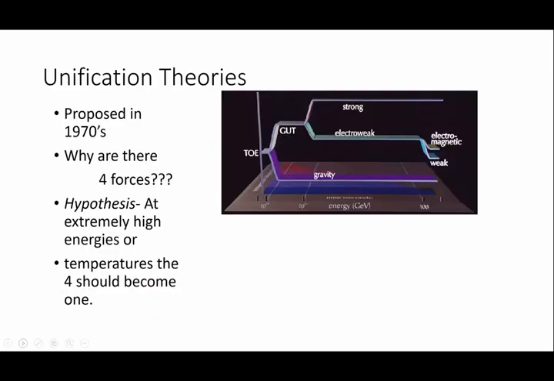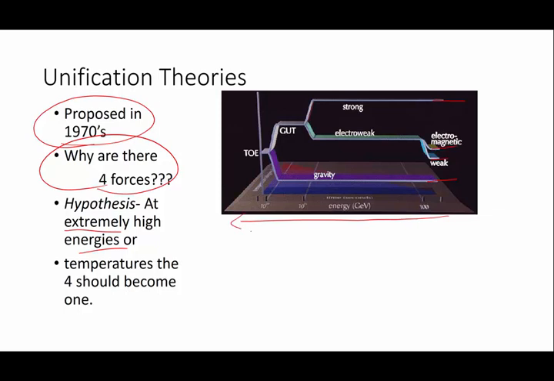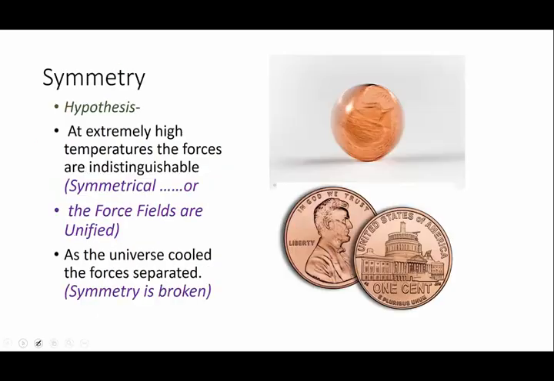50 years ago or so, back in the 1970s, it was proposed, why are there four? What's so wonderful about four? And the idea was that maybe if temperatures got hot enough, energies got extreme enough, these four forces would actually become one. So we've got gravity, the weak, the electromagnetic, and the strong force. And as temperatures get hotter, these four forces, we believe, are going to morph into one big force.